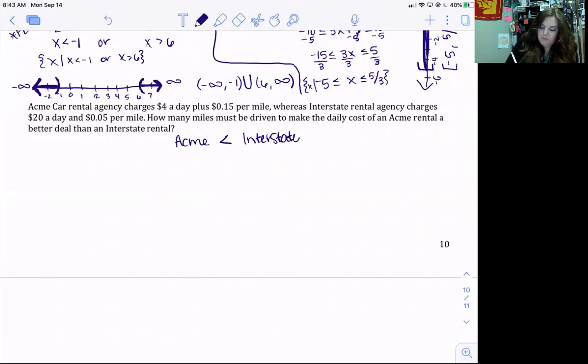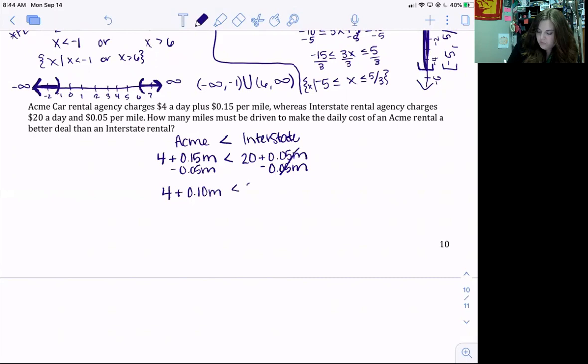So we're looking at Acme. We have $4 a day plus 15 cents per mile. So 4 plus the 15 cents for every mile is less than Interstate rental, which is $20 a day plus 5 cents per mile. So now if we want to solve, I'm going to move our m to the left-hand side. So we're left with 4 plus 15 cents minus 5 cents is 10 cents, which is less than 20.